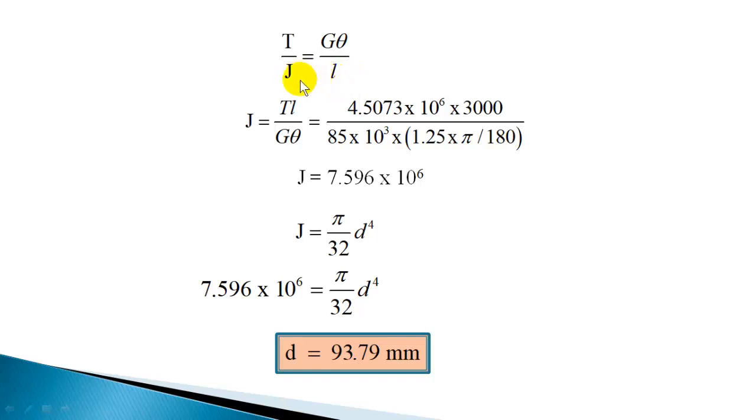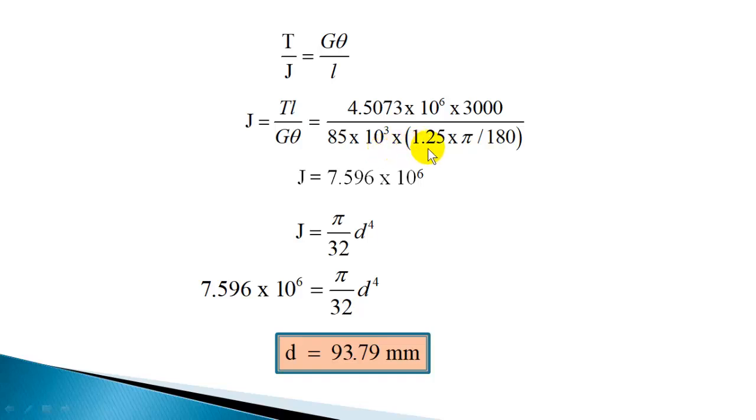From this equation you can rearrange and get the polar moment of inertia. J is equal to TL by G theta. Torque is known, the maximum torque which we calculated you have to substitute. Maximum torque is 4.5073 into 10 raised to 6 Newton mm. Length of the shaft is 3000. G is modulus of rigidity, 85 into 10 raised to 3 Newton per mm square.